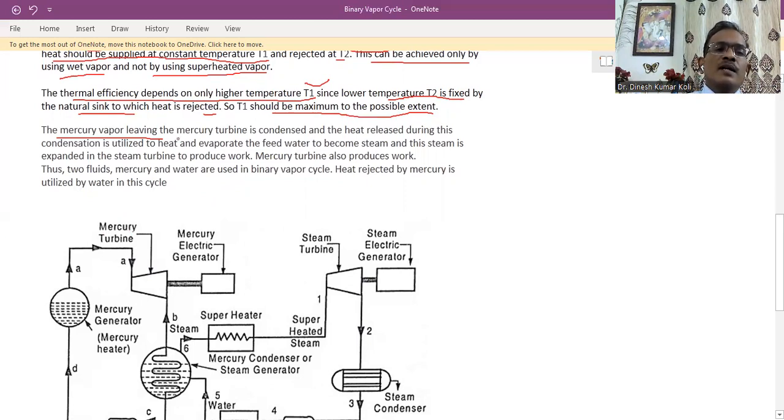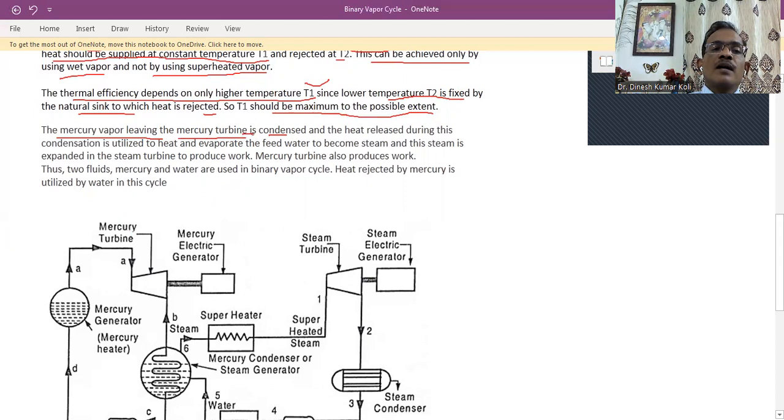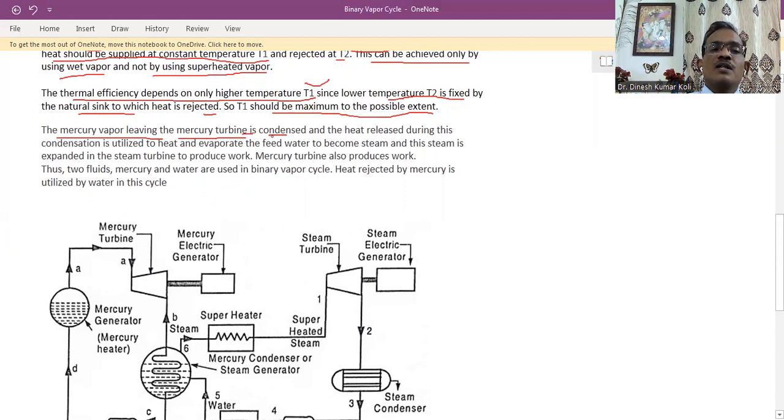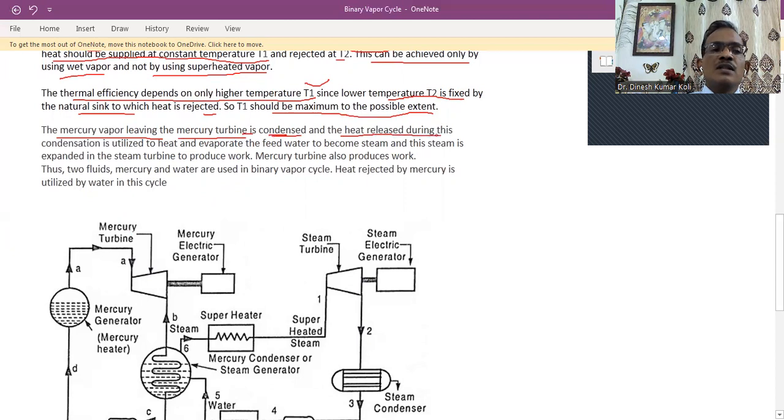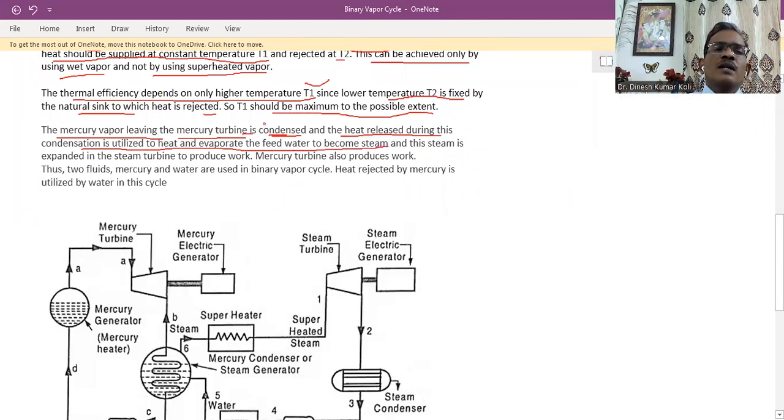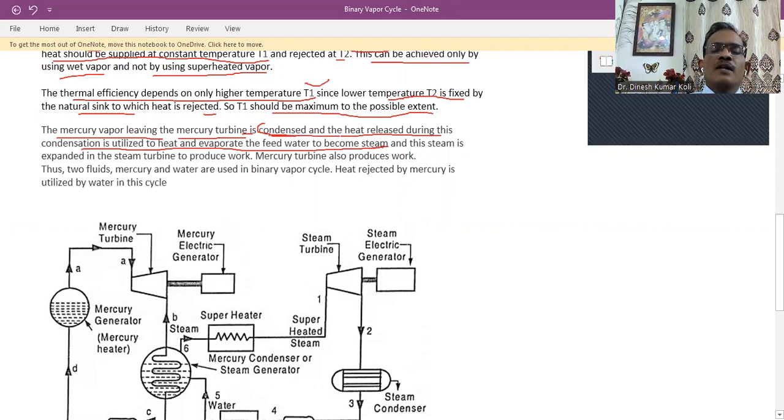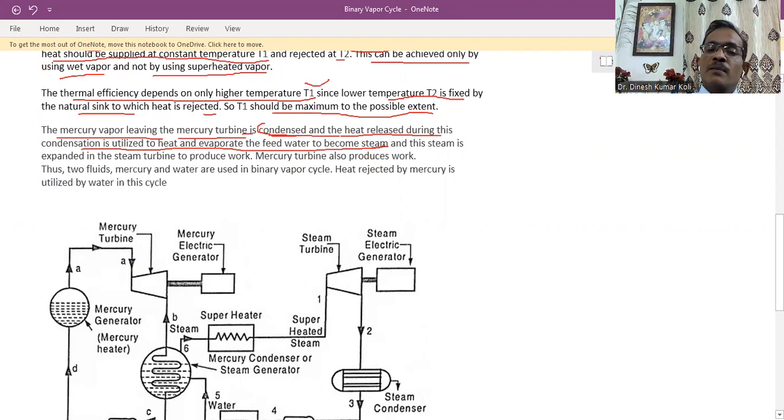There is the mercury turbine and mercury boiler. The mercury vapor produced by the mercury boiler is supplied to the mercury turbine, and after leaving the mercury turbine, it is condensed. The heat released during this condensation is utilized to heat and evaporate the feed water to become steam. It means in the condenser of the mercury, the heat is rejected, and that rejected heat is utilized by the feed water to convert it into steam.